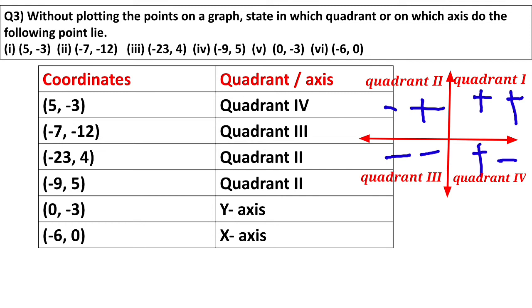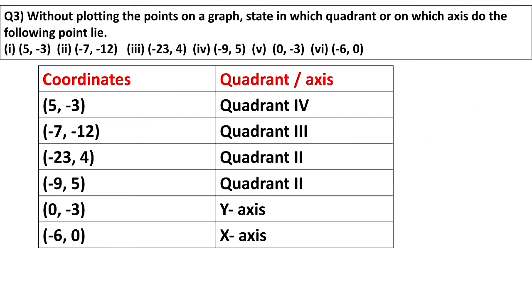0 and minus 3 is given. It means here the x coordinate is 0 and the y coordinate is minus 3. If the x coordinate is 0, it will lie on the y-axis. The last one, minus 6 and 0. Here the x coordinate is given and the y coordinate is 0. It means it lies on the x-axis.